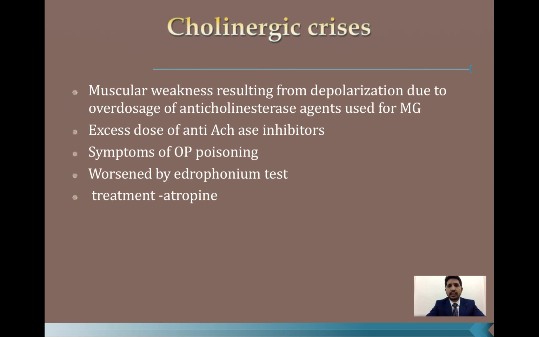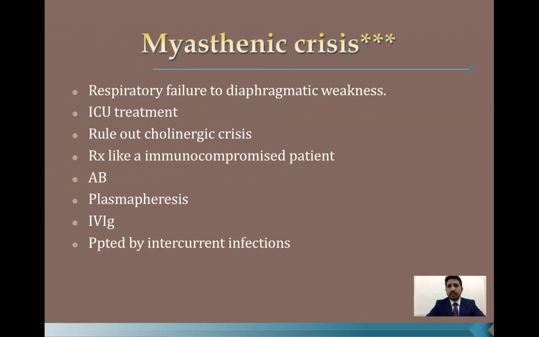Cholinergic crisis is a very important complication of the treatment. As we have discussed, we give anticholinesterase drugs. These anticholinesterase drugs increase the availability of acetylcholine. If these drugs are given in higher doses, then acetylcholine is available in higher quantity. This leads to cholinergic crisis. These have symptoms similar to organophosphate poisoning, and the treatment is atropine.